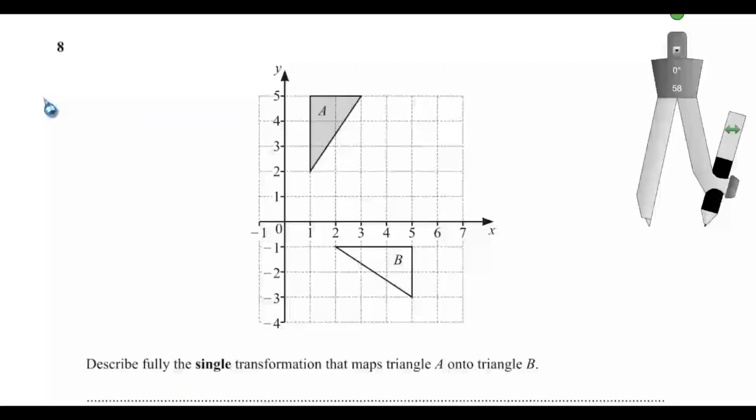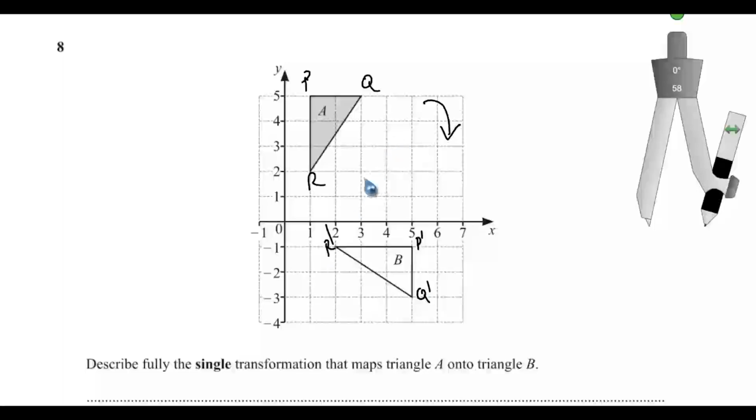This is another question, question 8 of paper 058023, May June 2023. Describe fully the single transformation that maps triangle A onto triangle B. This is triangle A, so let's label it. This will be point P, point Q, and point R. If you look at this object A, it's like rotation towards this direction. So this will be point P prime, this will be Q prime, and this will be R prime.